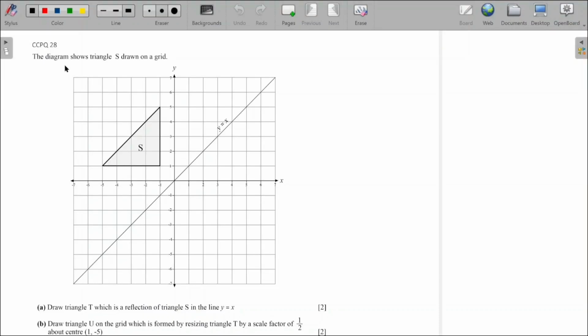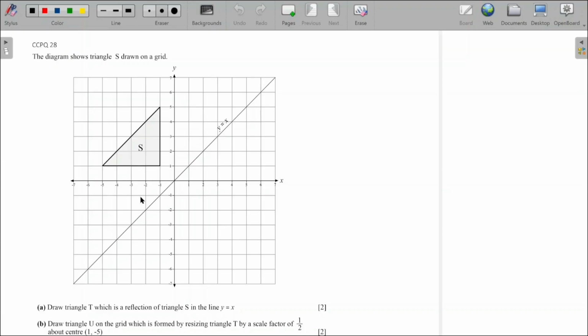Question 28. The diagram shows triangle S drawn on a grid. This is triangle S and this is the grid. The A part of the question: Draw triangle T, which is a reflection of triangle S, in the line y equals x. This is the line of y equals x.